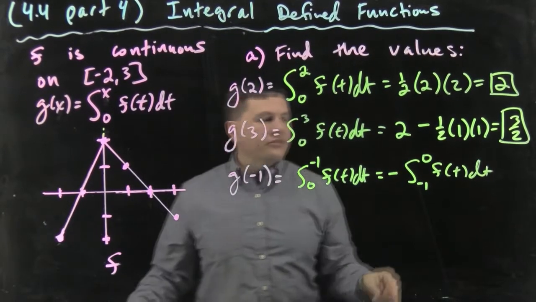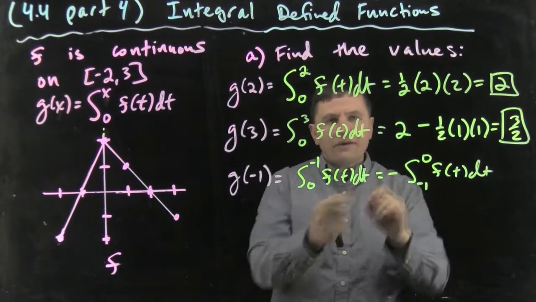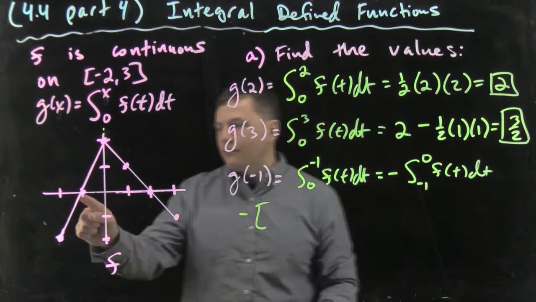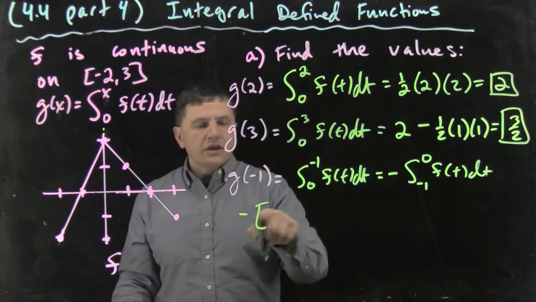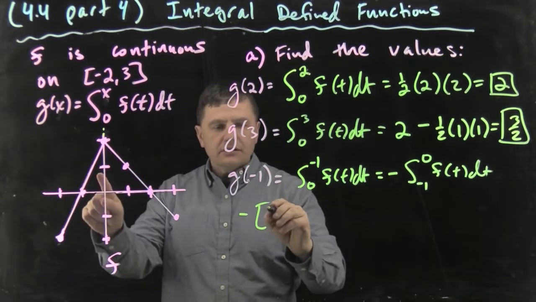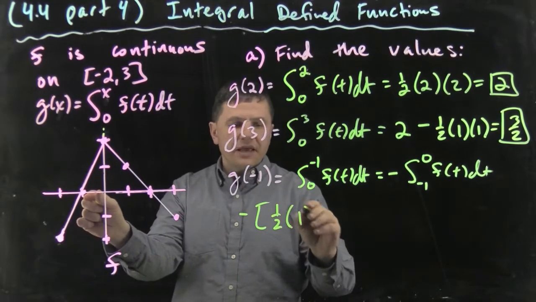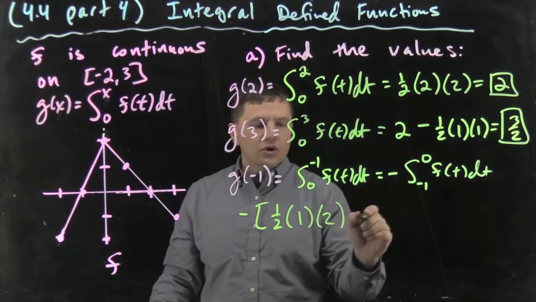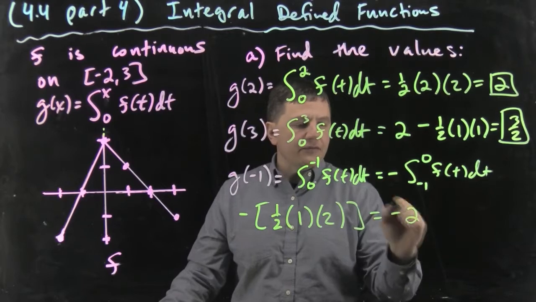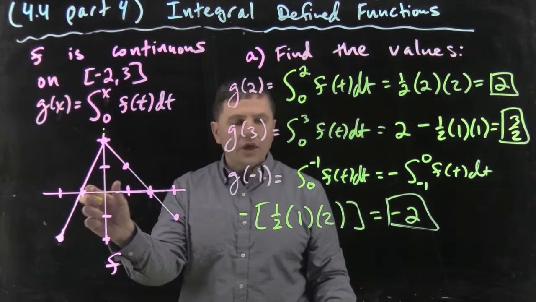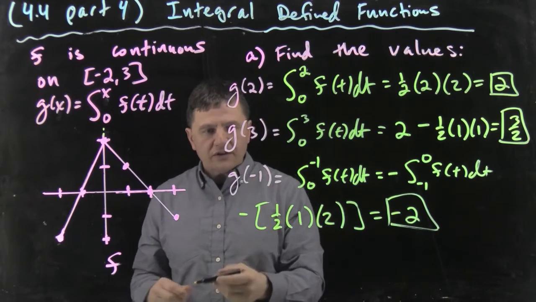Okay. So I'm still doing the integral, but we have the negative out front. Okay, and we'll talk about what that means. So we're doing from -1 to 0. So we have that negative out front. Once again, we're talking about triangles. 1/2 times the base is 1. That's 2. So what we get here is -2. So g of -1 is -2. And we'll talk more about a way to look at this in a second.